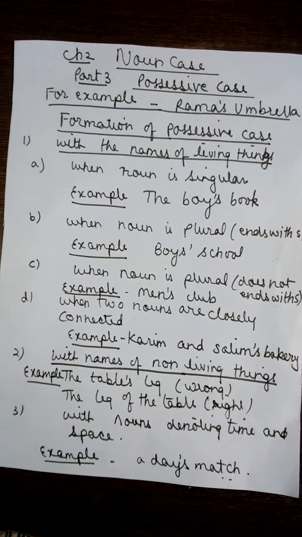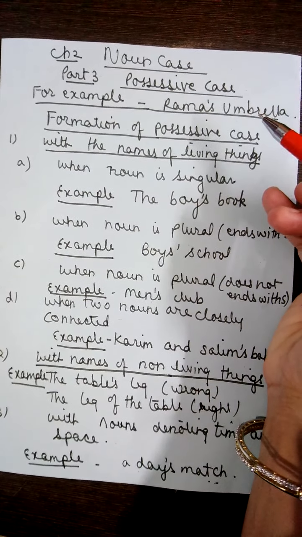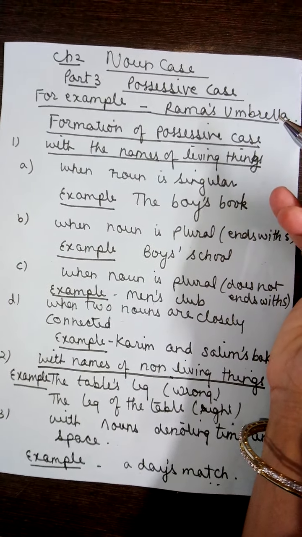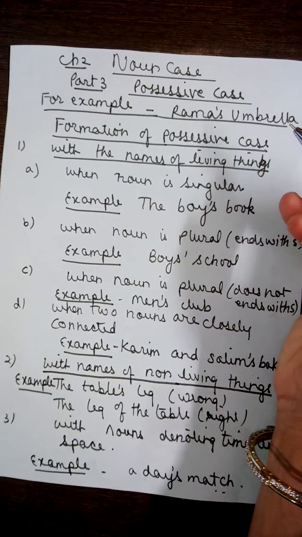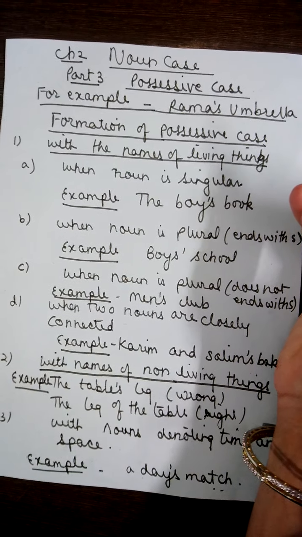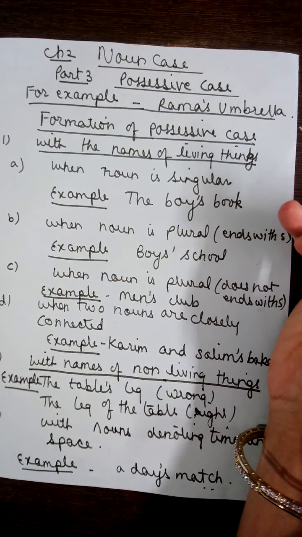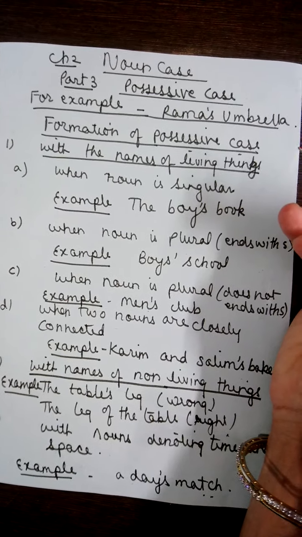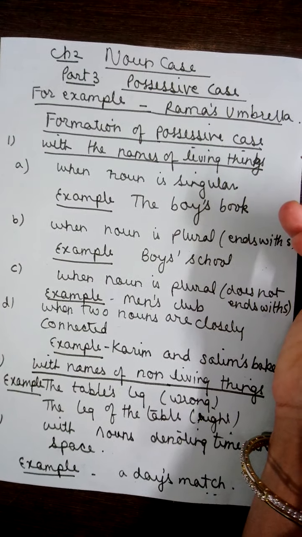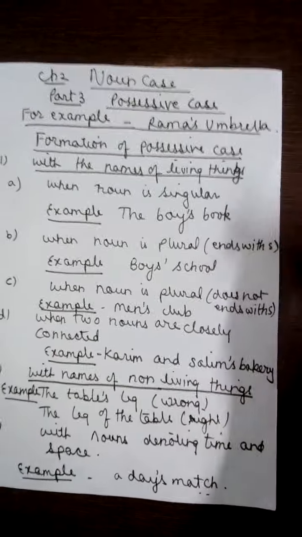You can see the example, Rama's umbrella. The umbrella belonging to Rama. Noun Rama is changed to Rama's to show possession. The possessive answers the question whose. You can ask the question, whose umbrella? Answer is Rama's umbrella. It shows possession.